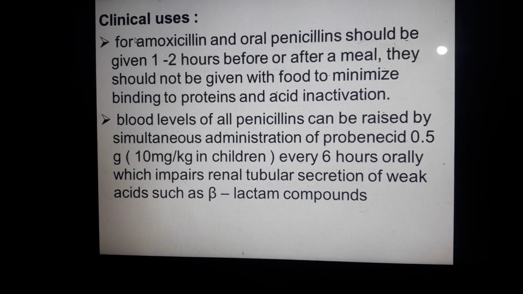gastrointestinal tract, okay. So blood levels of penicillins can be raised by simultaneous administration of probenecid, okay. If you want to increase levels, probenecid is 10 mg per kilogram in children, every 6 hours orally, which impairs renal tubular secretion of weak acids such as ß-lactam compounds, okay. When we say renal tubular secretion, once the drug is secreted by the renal tubule, the excretion process will follow already. If it is only absorption, it is not yet secreted by the renal tubule.